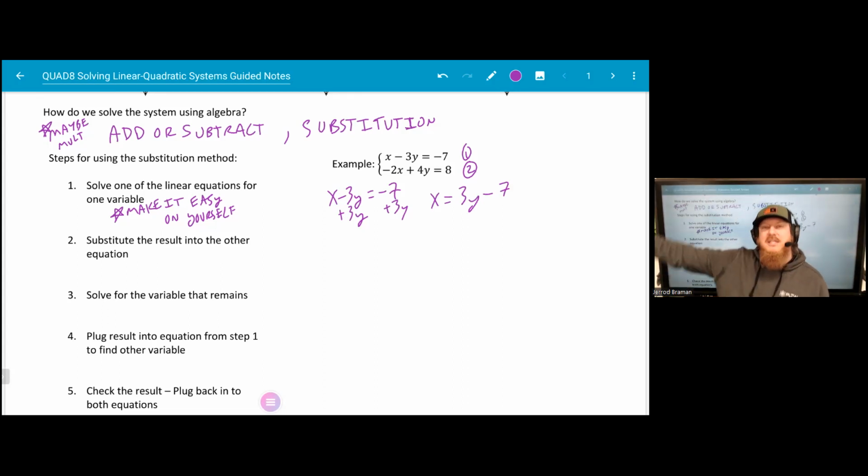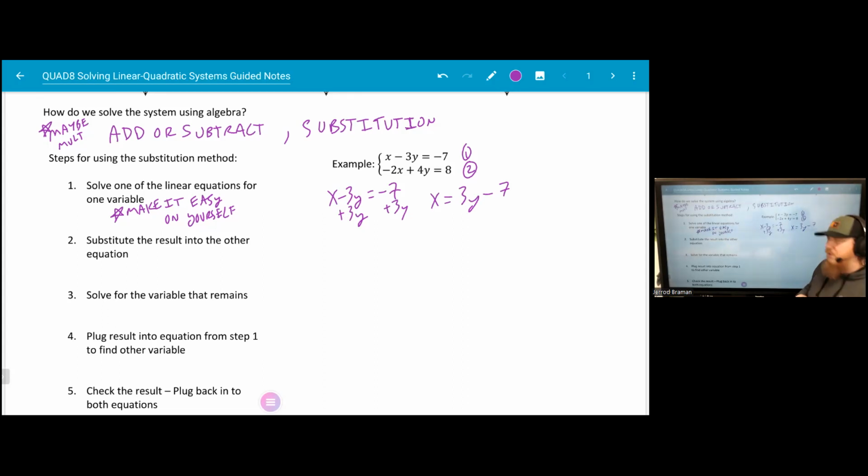And now I'm going to substitute that result into the other equation. Anywhere I see x in the other equation, I'm going to replace it with 3y minus 7. So -2 times (3y minus 7). Again, it's the whole thing, not just the 3y. That's why I put parentheses around it. Plus 4y equals 8. That's step 2: substitute the result into the other equation.